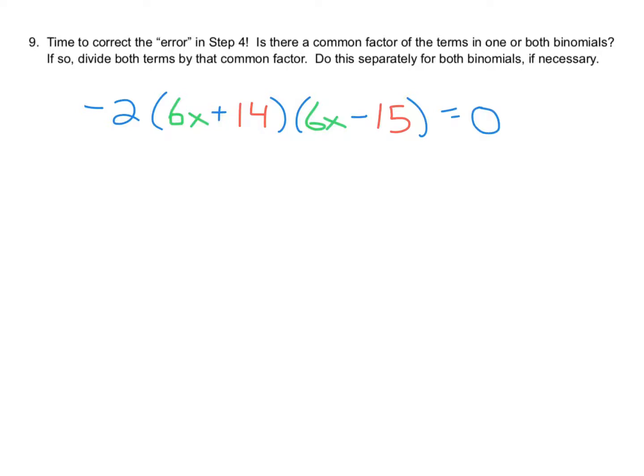All right, now in step 4, we said there's an error. We put that 6x in both positions, and that couldn't have possibly been true. It wouldn't have worked out to be true, but we're going to correct that now. What we're going to do is look at each of these separately.